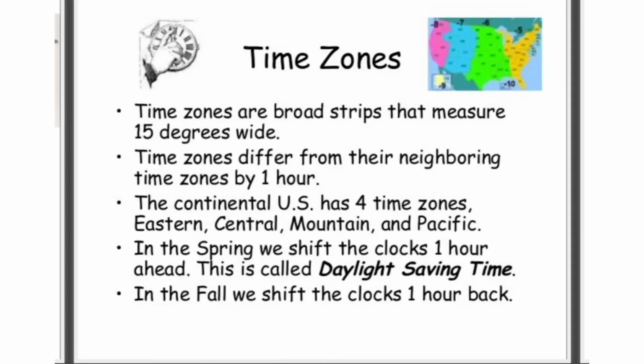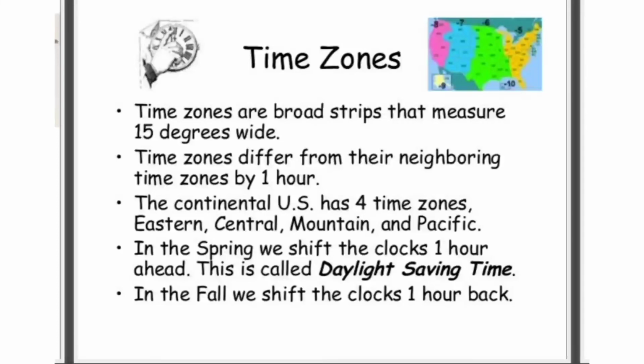Time zones. Time can be measured on the basis of the movement of heavenly bodies like the sun, the moon, etc. The sun rises and sets every day. Therefore, it is the best standard for measuring the time of a place. Time zones are broad strips that measure 15 degrees wide. Time zones differ from their neighboring time zones by 1 hour.